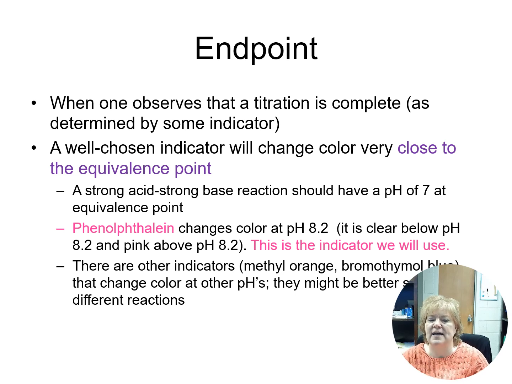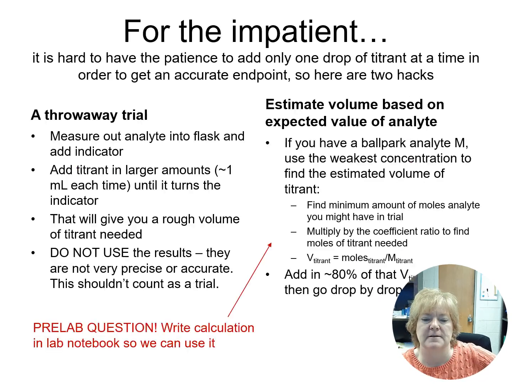There are other indicators that we would use if we had weak acids with strong base, or strong acids with weak base, where I need it to change color at a different pH. That gets into more complicated chemistry that we're not going to be doing in this course. So we're going to use phenolphthalein. It's clear at pHs below 8.2, and it turns bright pink at right around pH 8.2, and it stays pink and gets even darker pink as you go to higher and higher pHs.